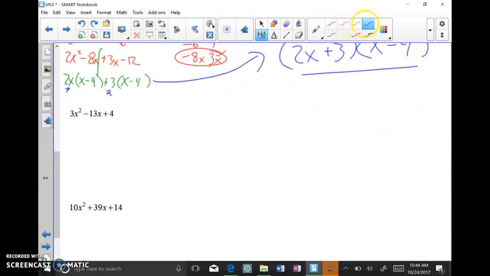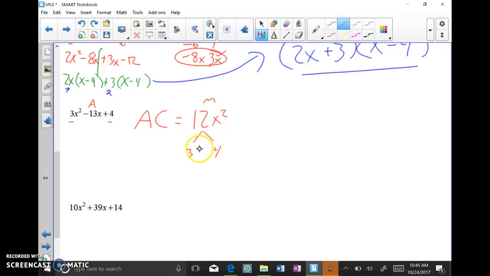All right, so let's see. To the side of it, let me see. What is AC? First term times last term. 3 times 4 is 12x squared. So I need things that multiply to 12x squared, but also need to add to that middle term. Now they're multiplying to a positive, so they're going to be the same sign, like 3 and 4.